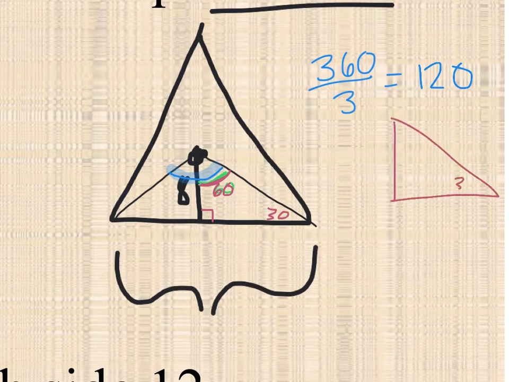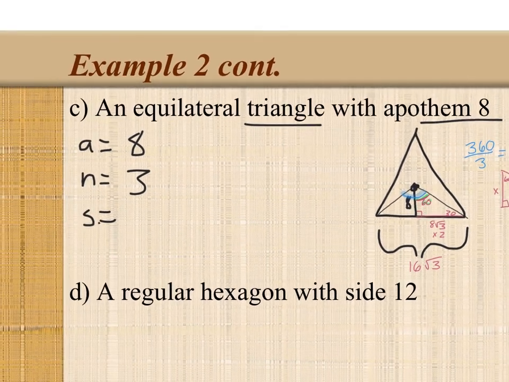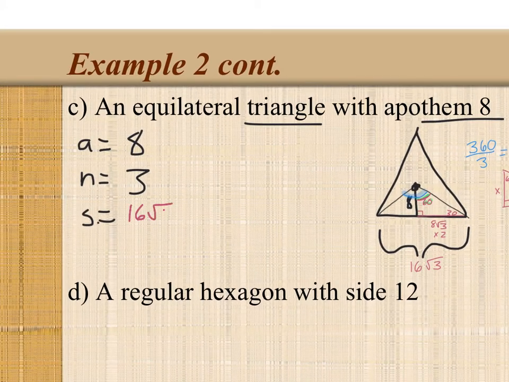Remember in our 30, 60, 90, across from 30 is x, across from 60 is x square root 3, and across from 90 is 2x. So here it gives us across from 30, which is 8. So x is equal to 8, so we know that across from 60 is going to be 8 times square root 3. Now, we just found this half of the side length, so in order to find the whole side length, we just need to multiply that times 2. So we have 16 square root 3 as our whole side length. So our side length here is 16 square root 3.